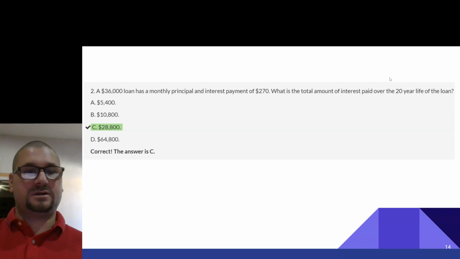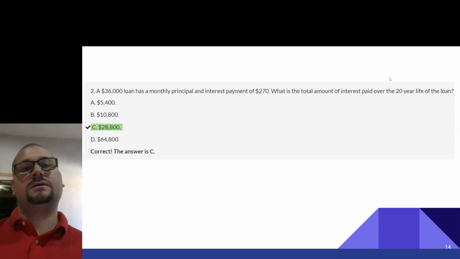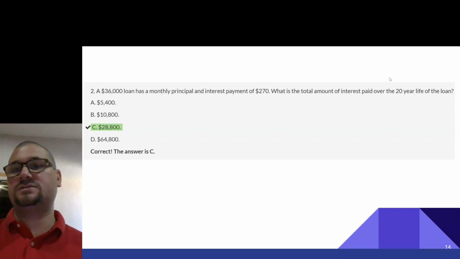A $36,000 loan has a monthly principal and interest payment of $270. So we have to remember PITI. PITI stands for principal, interest, taxes, and insurance. So they give you the interest and the principal. What's the total amount of interest paid over the 20 years? So they don't give you the interest. They give you the principal. They give you the time.